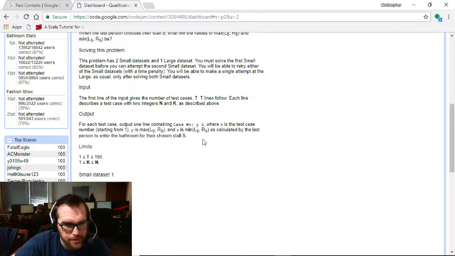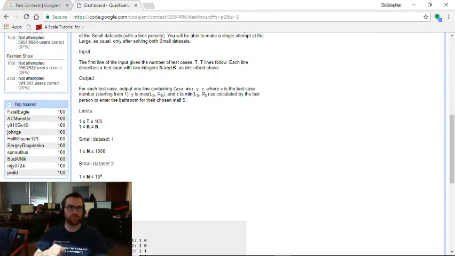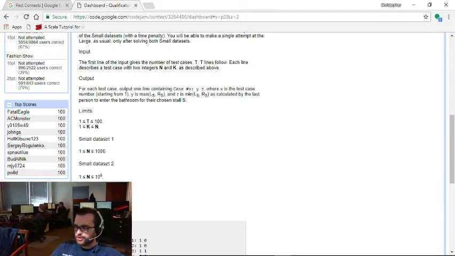Just calculate. Okay, so for the large data set, ooh, we got a large number of stalls, right? Okay, so given an absurdly large number of stalls, a bunch of people are going to come in, and we need to find out how far the closest stall is, and how far the nearest stall is.